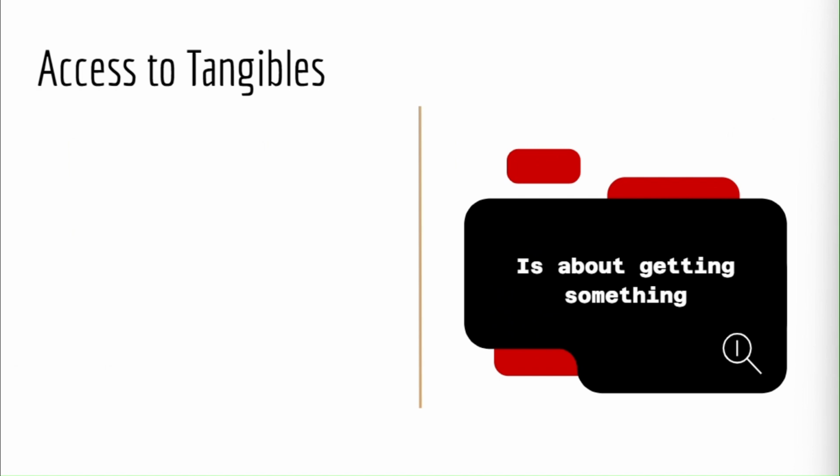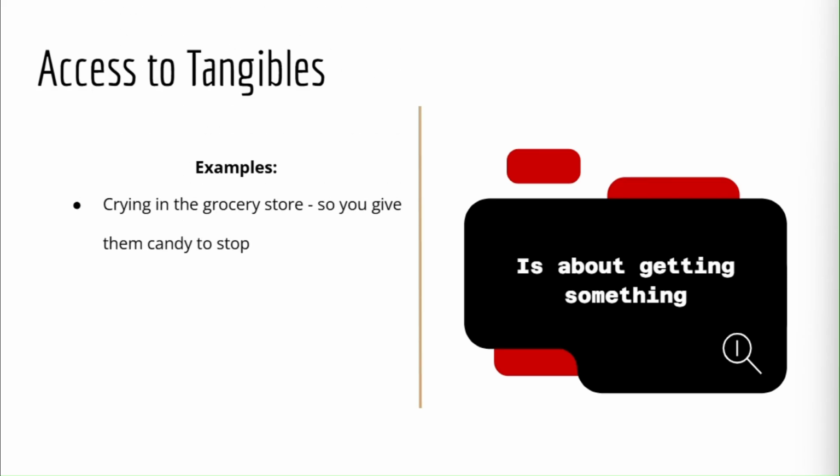Access to tangibles. This is about getting something. Some examples include crying in the grocery store, so you give them candy to stop, or tantruming when you pass the toy store, so you go in. Another parent tip, instead of reacting to the problem behavior, teach a clear way to ask. "Can I have the iPad, please?" would be a great example.